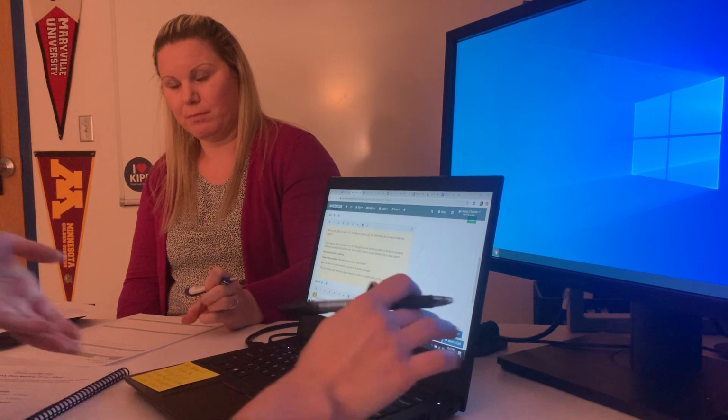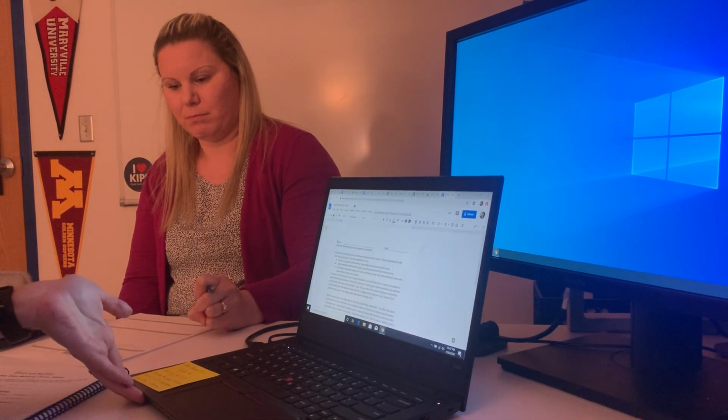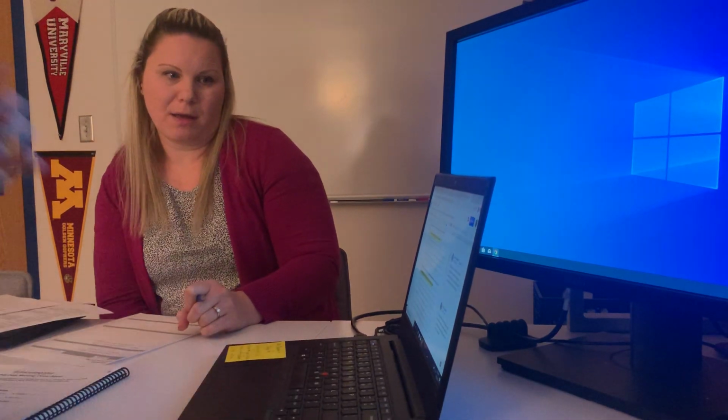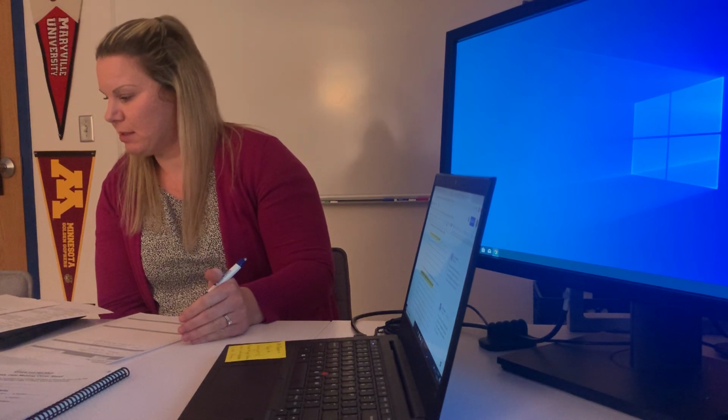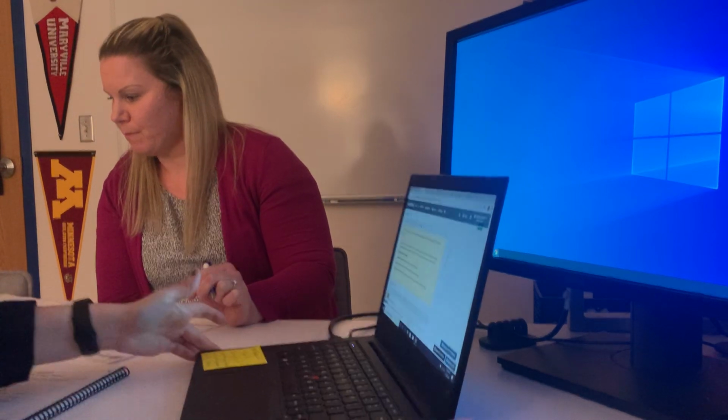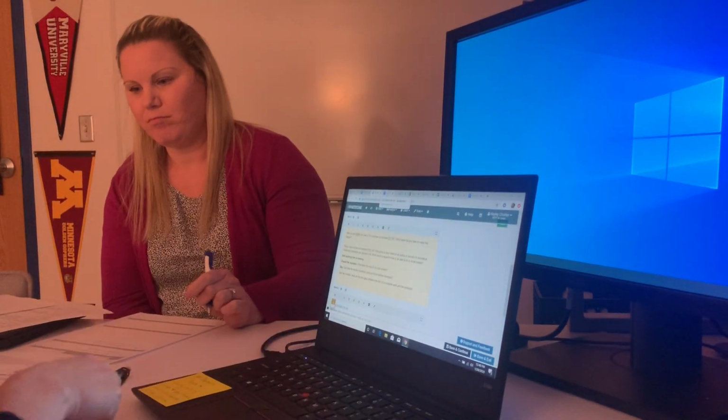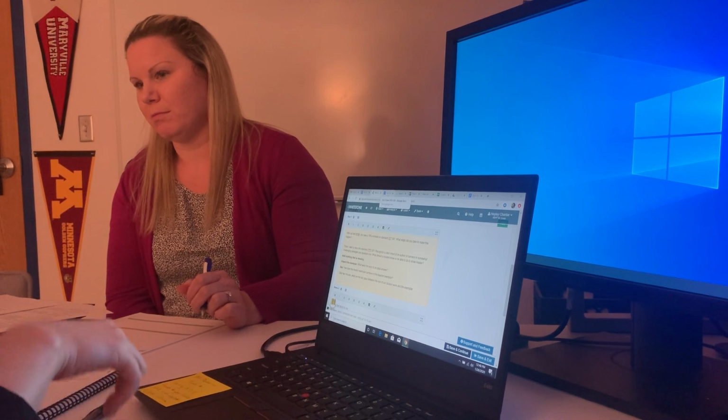So let's take a look at your exemplar response. What were the keys to an exemplar? So understanding that the purpose was to inform, and then going back and understanding that the article contained statistics and facts from reputable sources. Great.